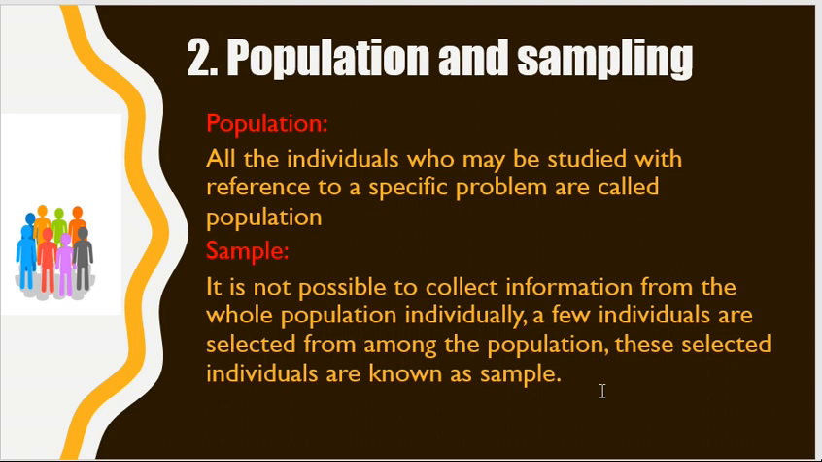On which population are we going to do our research or survey? What is population? All the individuals who may be studied with reference to a specific problem are called population. Okay. For example, if we want to conduct a survey on the causes of beggary in any particular area, all the beggars living in that area or in that town will be called population.